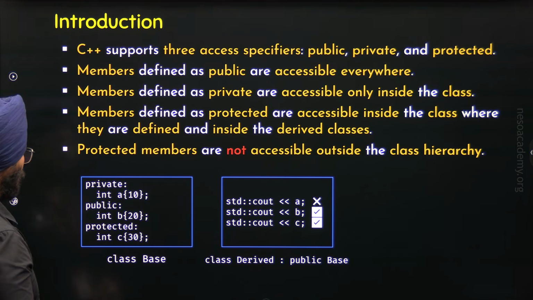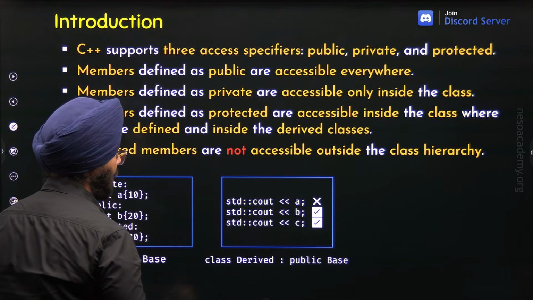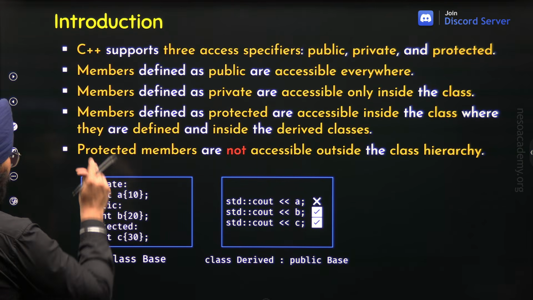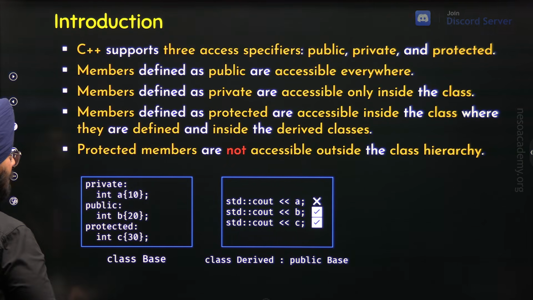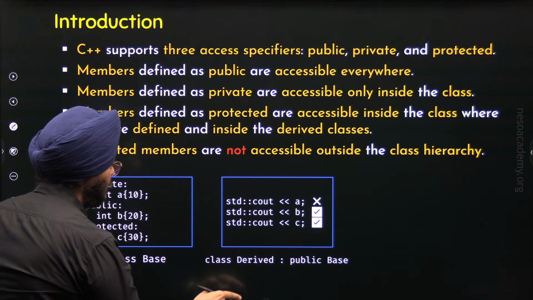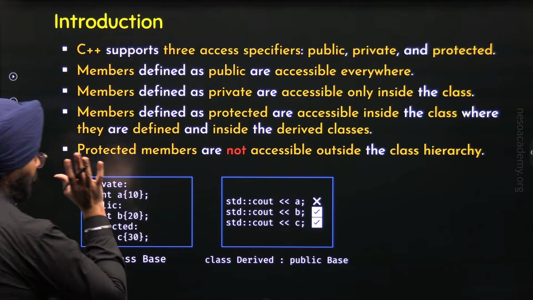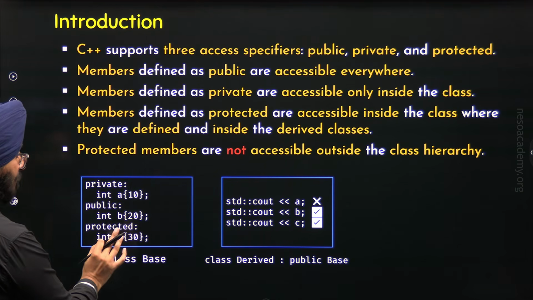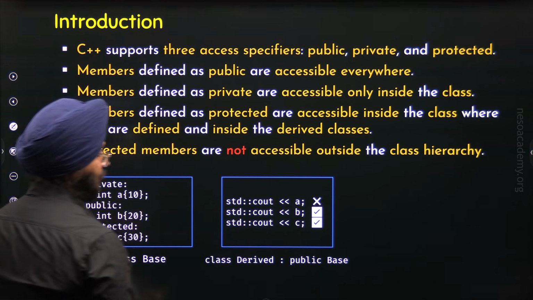And we can also access this protected member inside this class, because we already know that a protected member defined inside the class is accessible in that class, and it is also accessible in the derived classes of the class where it is defined. So we can access this protected member inside this class. There is no problem at all.